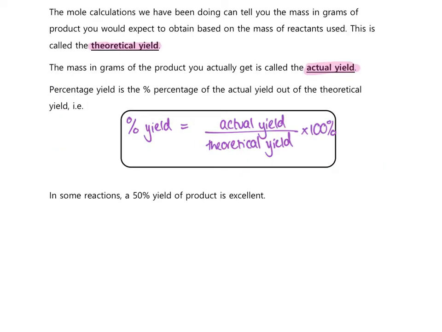And it's from these two values that we get our percentage yield. So the percentage yield is the percentage of the actual yield out of the theoretical yield, and so we can write this equation to represent and calculate the percentage yield. So you calculate it by doing the actual yield divided by the theoretical yield and timesing by 100% to convert it into a percentage. And in some reactions, particularly organic reactions, a 50% yield of product is excellent, and quite often we'd have lower than that.